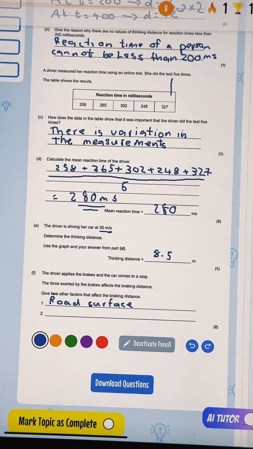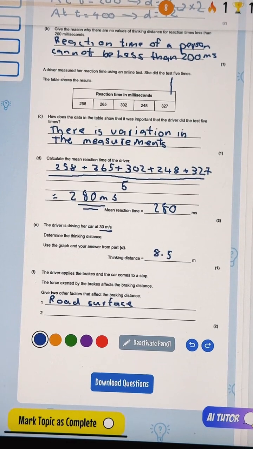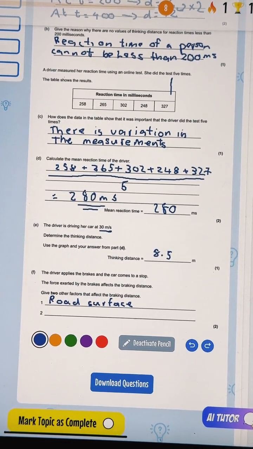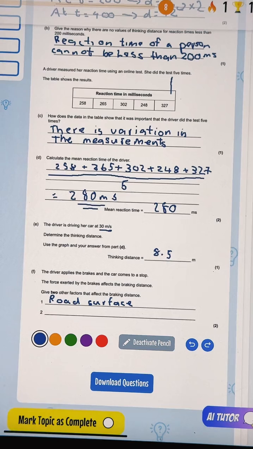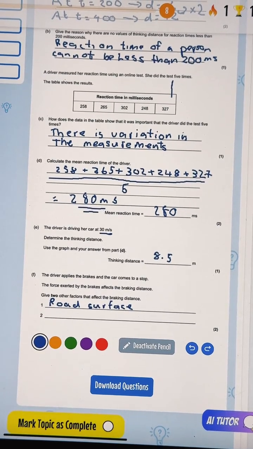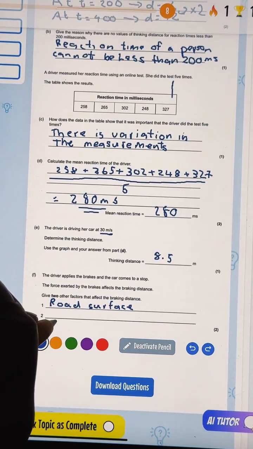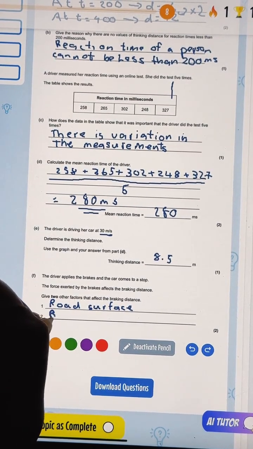Other things you could say are things physically with the car itself. So this could be the actual brakes. If a car isn't maintained properly, the brakes could be old and worn out, so they don't perform as well as you would like them to. So that would be brake condition.